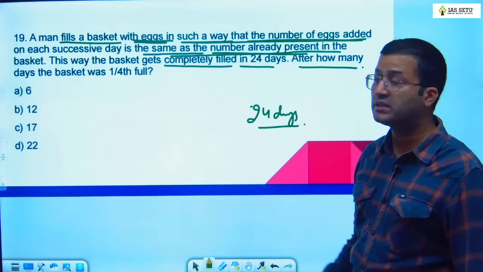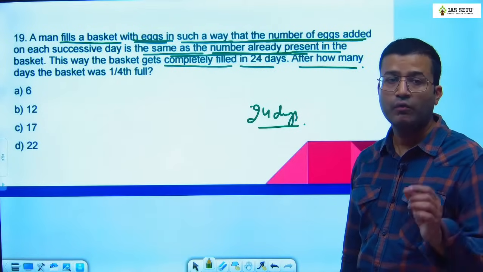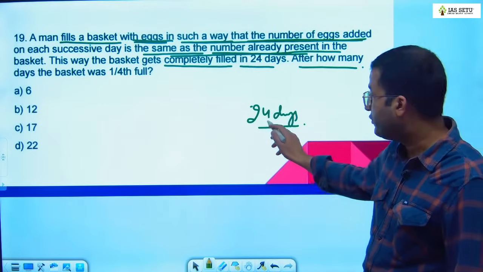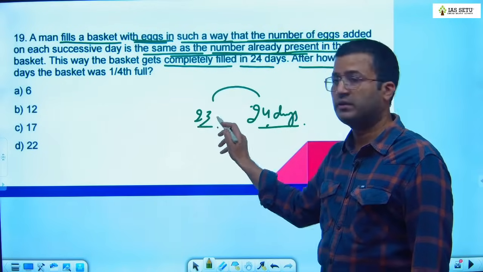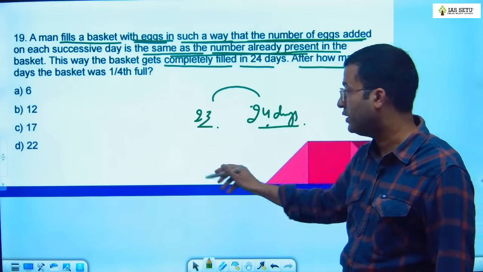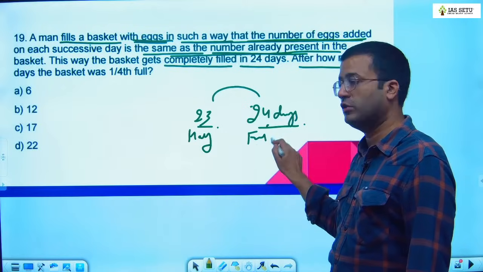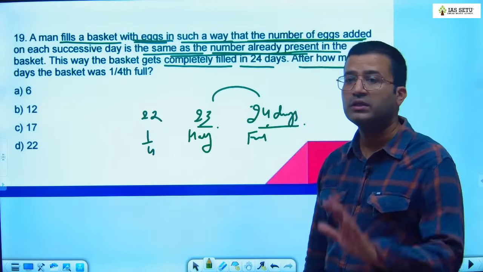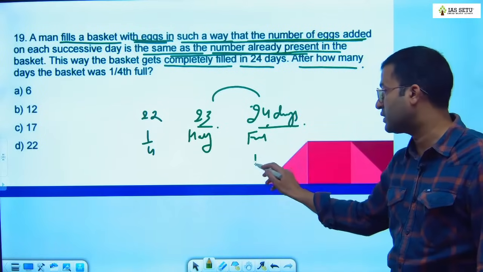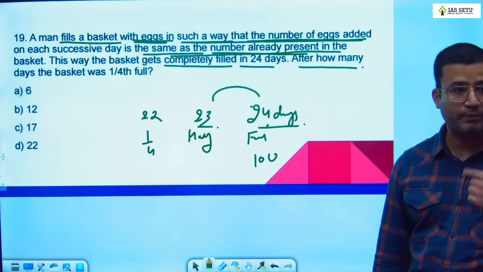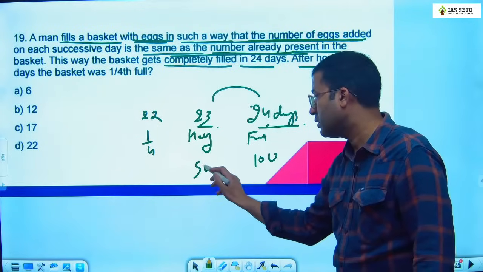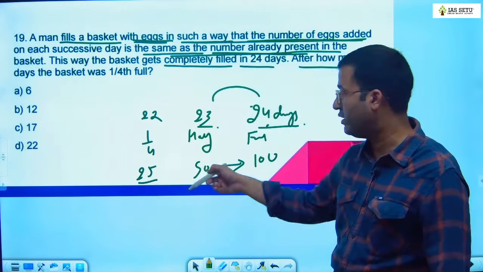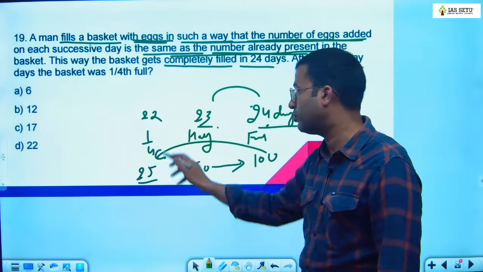After how many days was the basket 1/4 full? One common mistake students make is to mark the answer 6. If it is full on day 24, when was it half? On day 23. Double of half is full. Here it was half, here it is full. It was half of half, so it was 1/4 on day 22. Let's assume the total capacity of the basket is 100. On the previous day there were 50 eggs because you added 50. The day before that there were 25 eggs, we added 25. So when it was 1/4 filled, it was day 22.